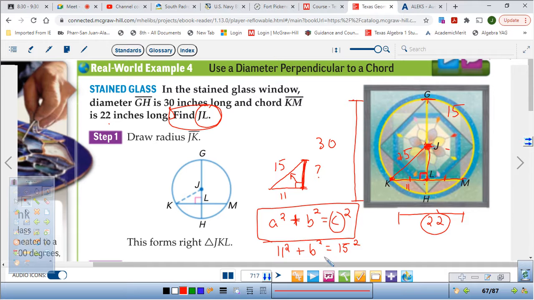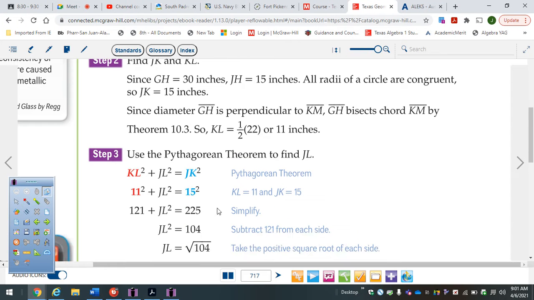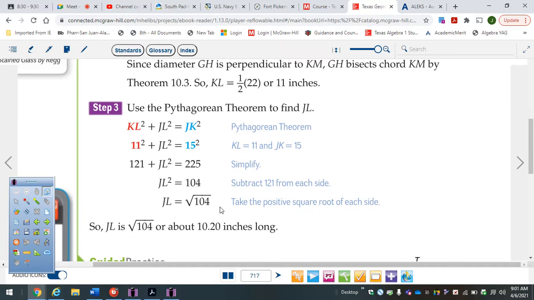What do you think about that one? Diego, help me out. What do I do at this moment right here? And solve that, brother. Okay, so that's the way they're going to set it up, too. See, a squared plus b squared equals c squared. Do the math. They got square root of 104, about 10.2 inches.